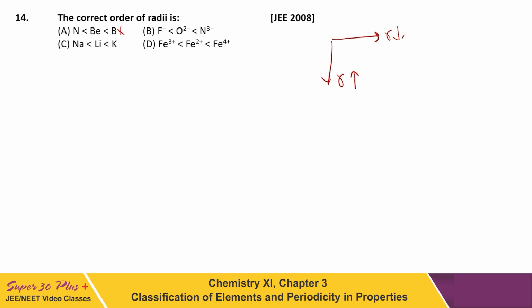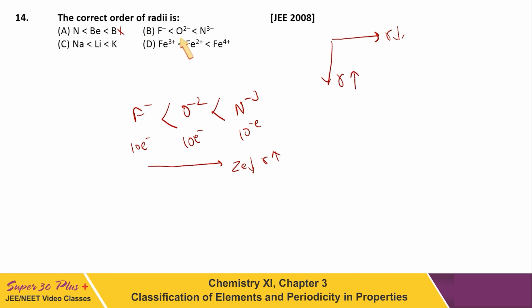Option number 2 says F minus, O minus 2 and N minus 3. Now if you pay attention, F minus, O minus 2 and N minus 3 are isoelectronic. 10 electrons are there. Here also 10 electrons, and here also 10 electrons. In the isoelectronic series, when we go this side, Z effective decreases and size increases. So the correct order of size is N minus 3, then smaller is O minus 2, and then F minus. So this is the right answer of this question.